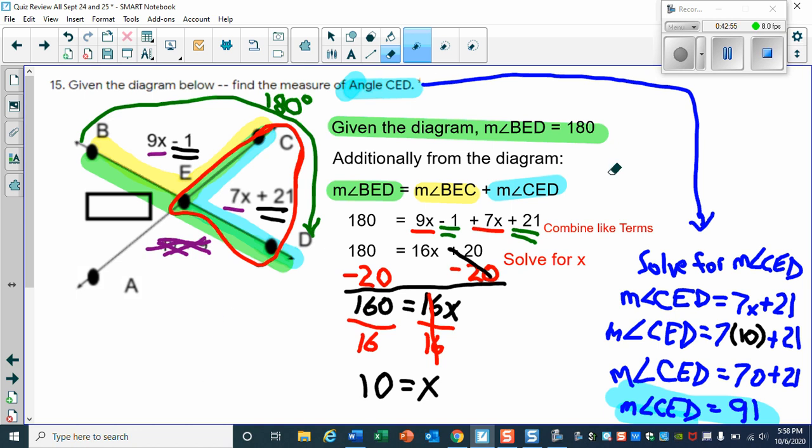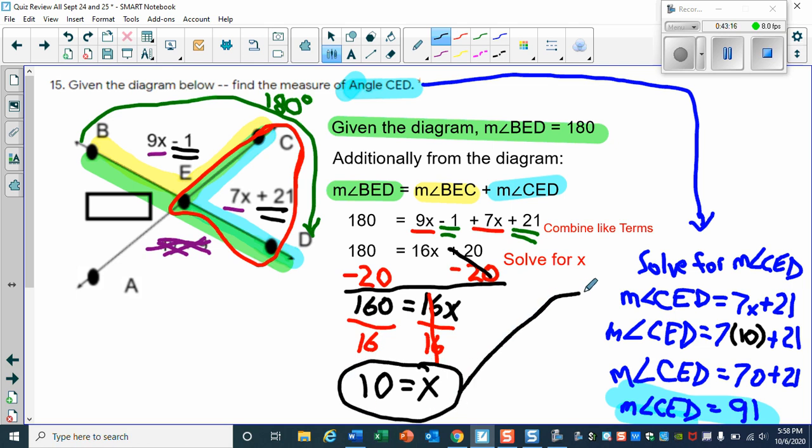And then last but not least, now you have to solve for angle CED. You need to find that measurement. So that's a substitution. You're going to substitute this x value, which is 10, into the expression 7x plus 21. So 7 times x plus 21 is the same as 7 times 10 plus 21, which equals 70 plus 21, which is 91. So CED, the overall measurement for CED, is 91.